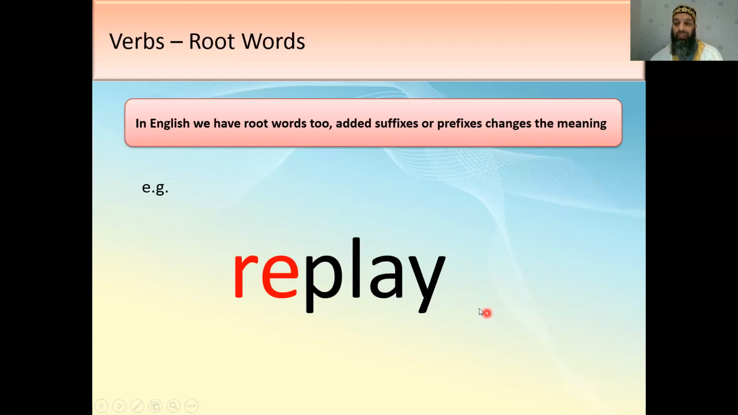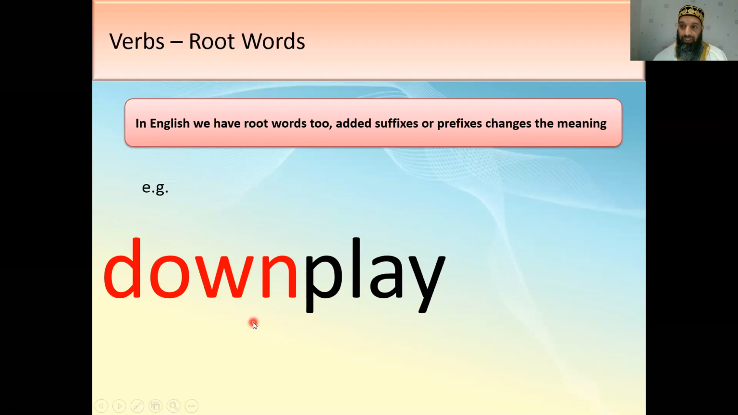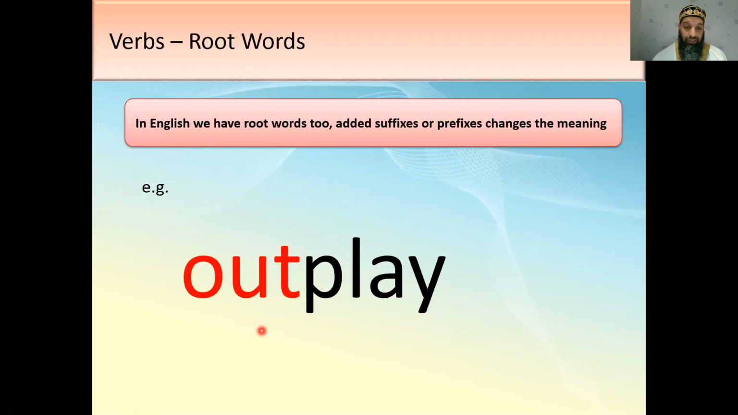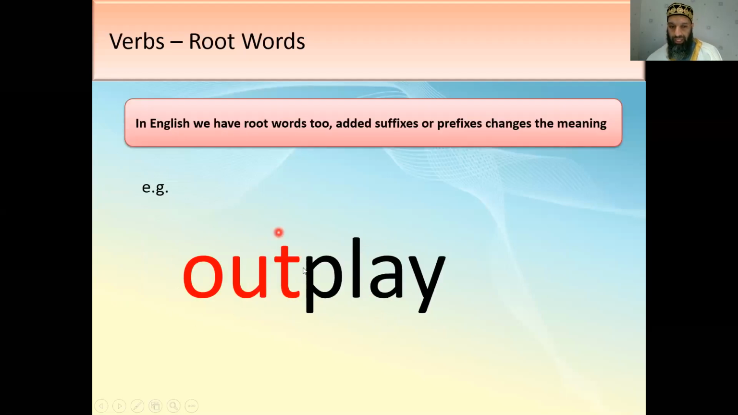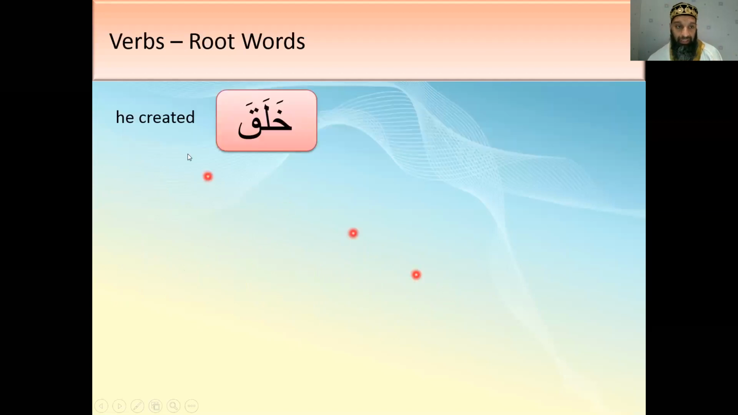So these are things that come at the end of the word, suffixes, but then you also have prefixes. So replay, right? Redo, resign. Downplay, download, reload. Outplay. So that's an example of root words having certain attachments come in front or after, and it changes the meaning. Remake. Excellent. That's a good one. Making, remake.